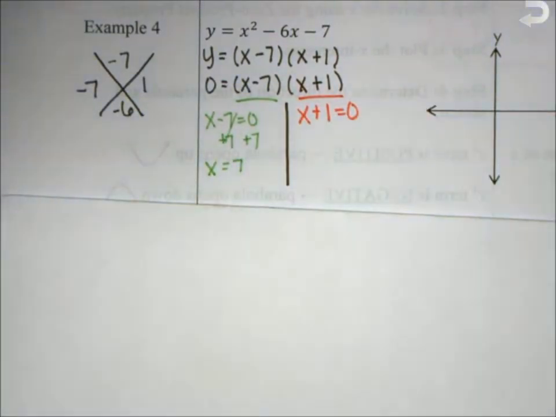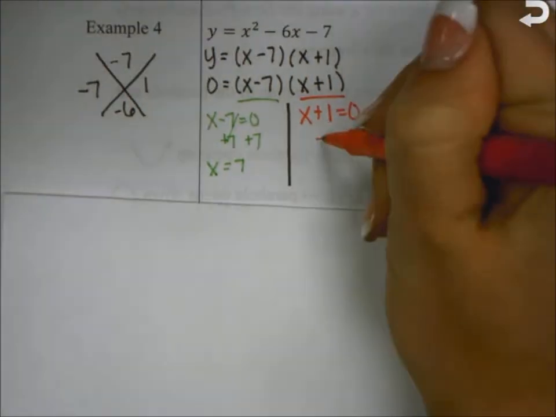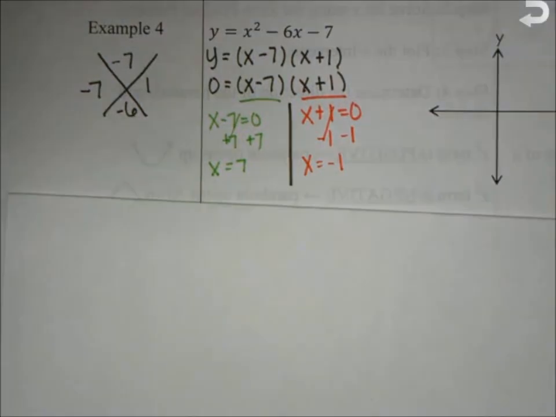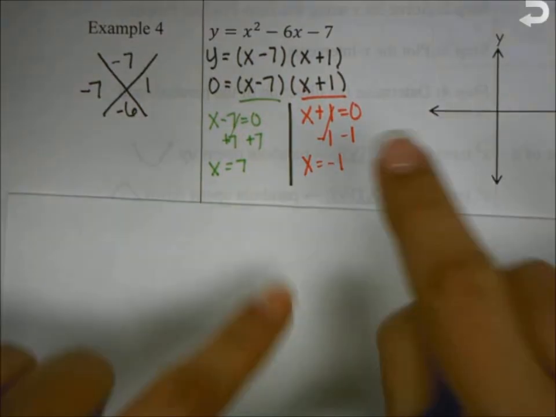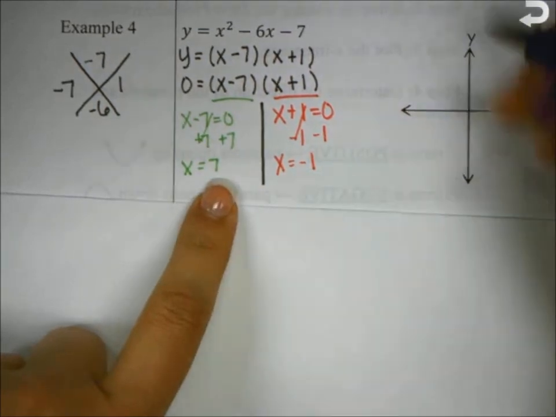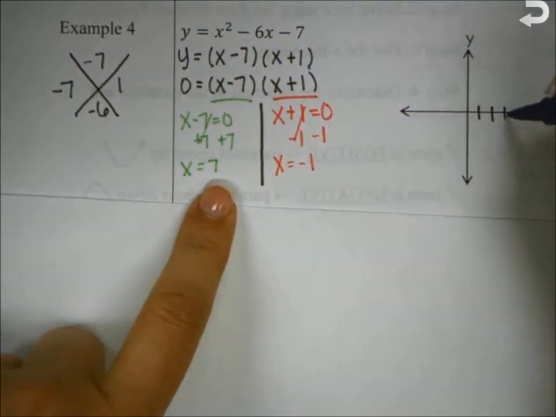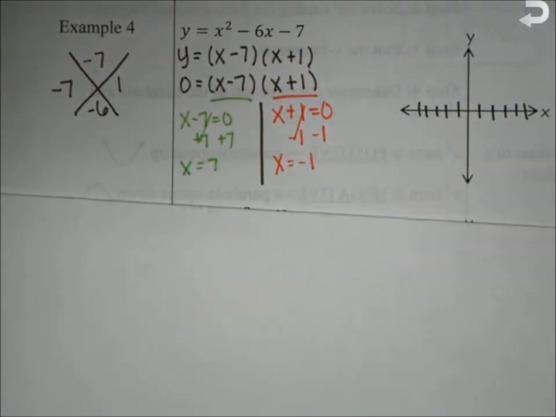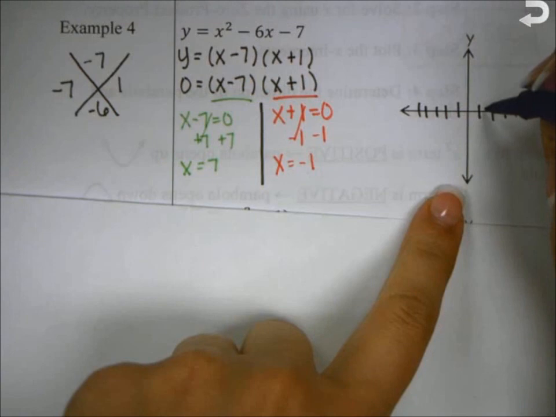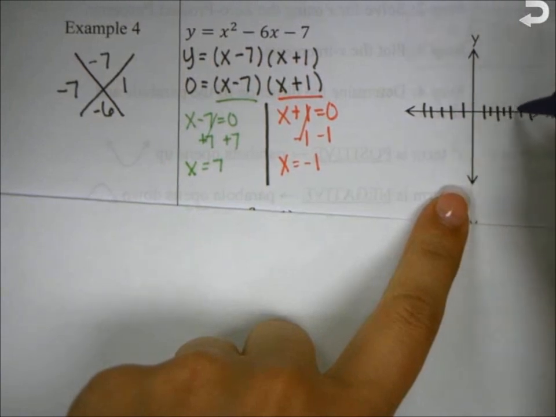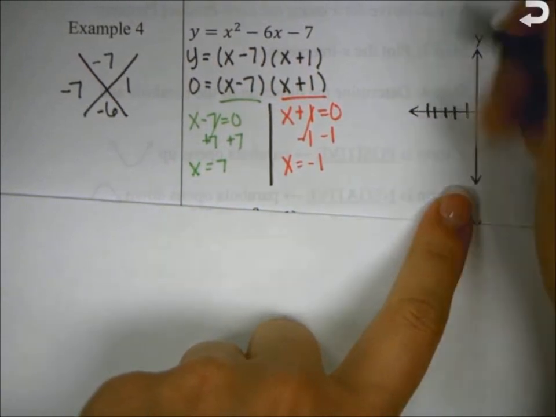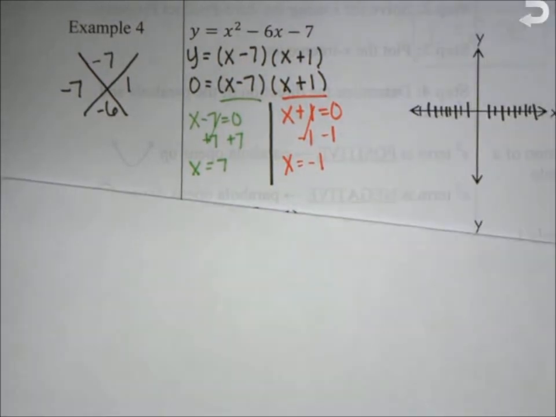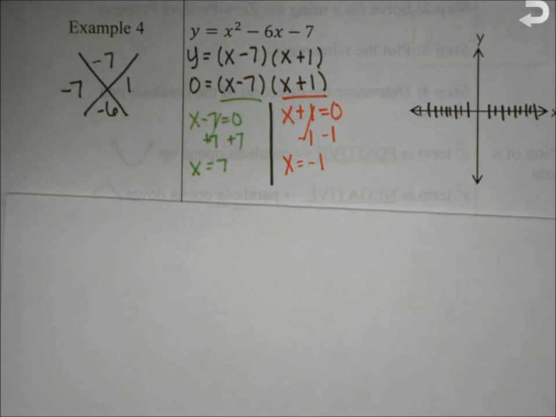Remember, these are called x-intercepts. So they intercept the x-axis. And I didn't make enough. 1, 2, 3, 4, 5, 6, 7, 8. Okay. So the first x-intercept is at +7. So 1, 2, 3, 4, 5, 6, 7. And the second one, the red one, is at -1.